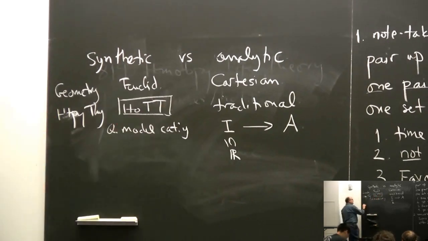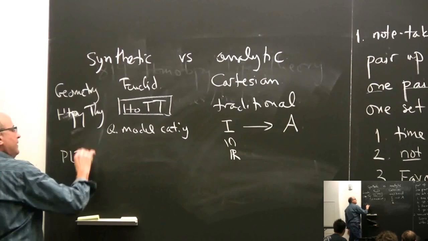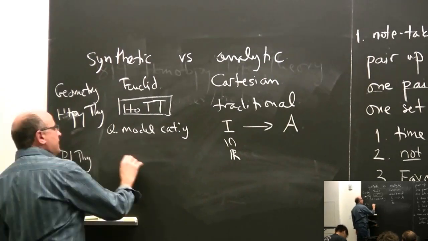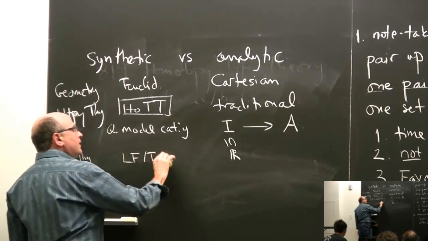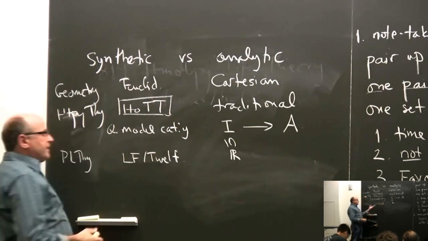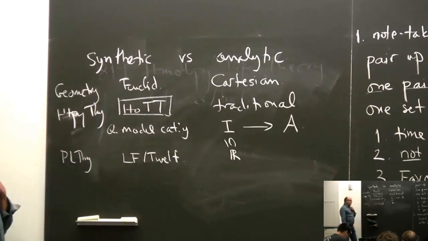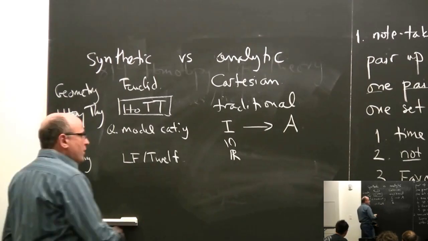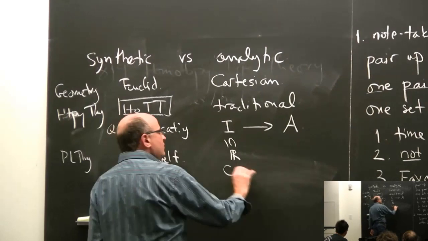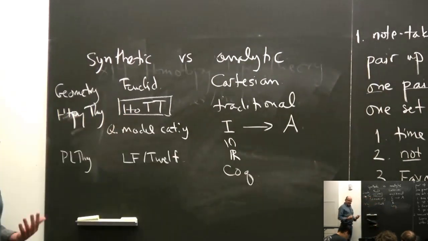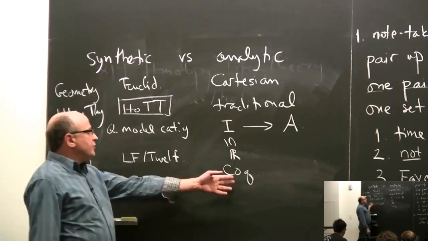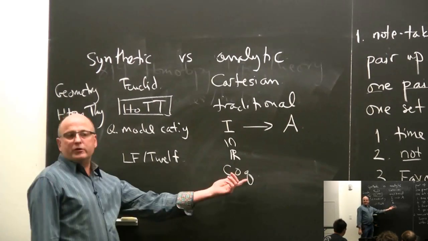And if we look at PL theory, it's the same. The synthetic approach looks at something like LF or Twelf. You axiomatize the constructs of a type theory using abstract types in a particular systematic way, rather than what you would do, let's say, in Coq. It's been very popularized recently, but I consider it to be insane to try to code everything up down into the primitive notions of set theory.